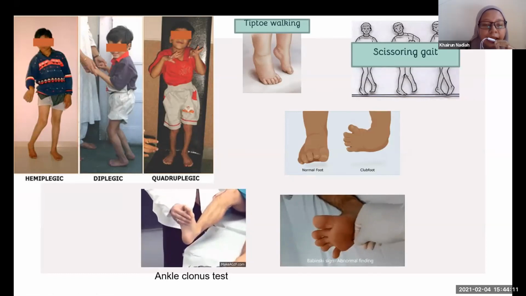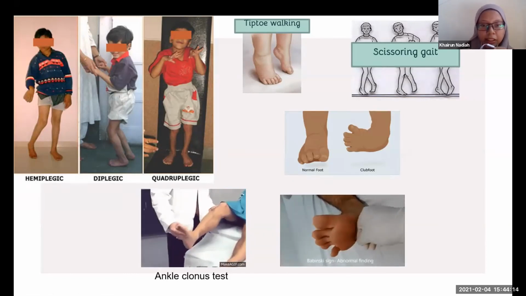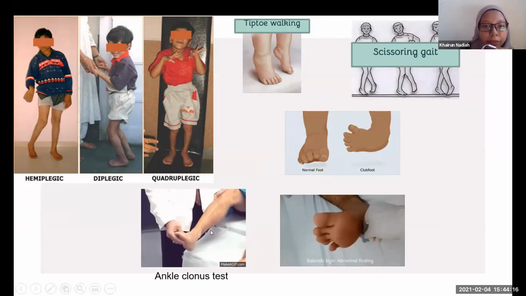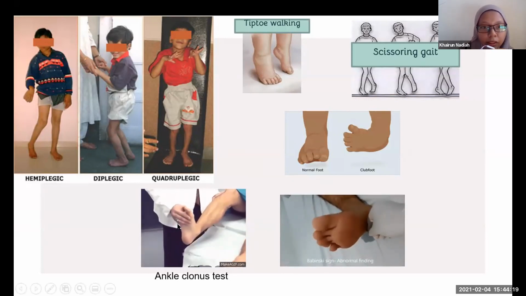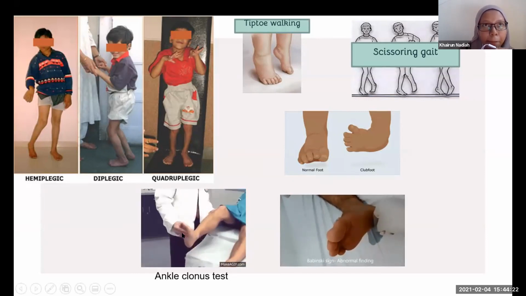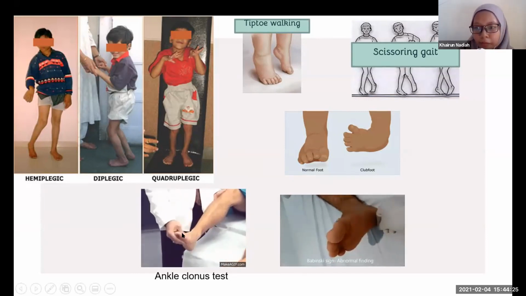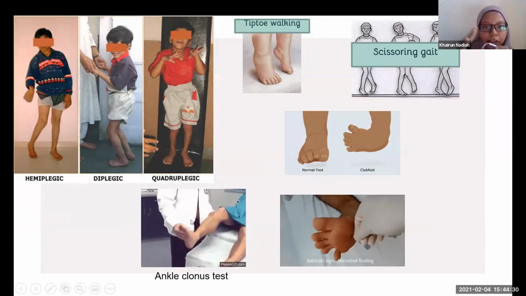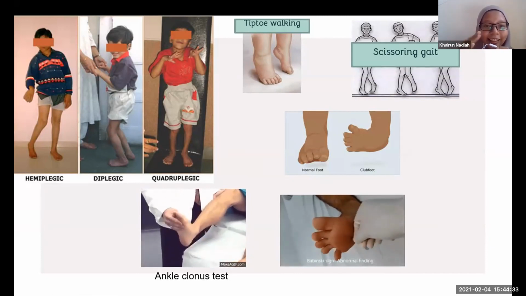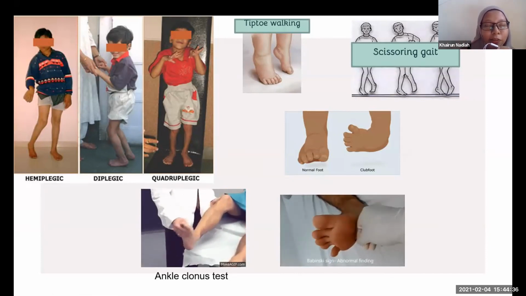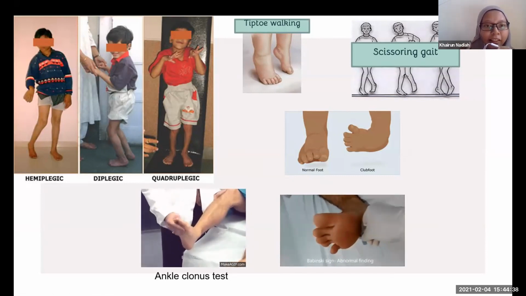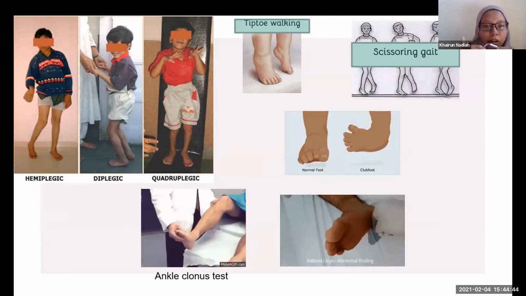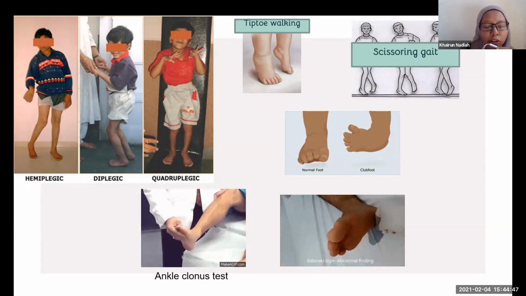The ankle clonus test is when the person has repetitive movement of the ankle after the physician applies a forcible dorsiflexion. The ankle keeps repeating, from what I read, more than 5 times, and it indicates damage of the upper motor neuron lesions. So the next one is the Babinski sign.